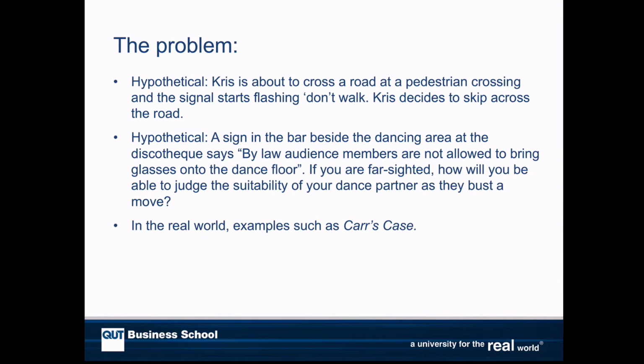So here's a couple of problems. Imagine Chris is going to cross the road at a pedestrian crossing, the signal's flashing don't walk, and Chris decides to skip across the road. Are they going to be found guilty because they're not walking, they're skipping? Similarly, imagine there's a sign at a bar outside the dancing area at a discotheque that says by law audience members are not allowed to bring glasses onto the dance floor. If you're far-sighted, how will you be able to judge the suitability of your dance partner? Clearly there's a difference between, does this mean spectacles or does it mean a kind of container?